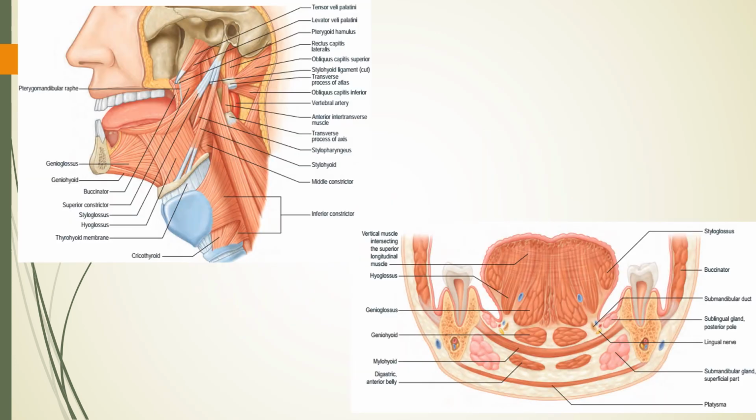In these diagrams we can see the muscles. This one is genioglossus, hyoglossus and styloglossus muscles. In this section, this is a coronal section, this is the midline fibrous septum. On each side of the fibrous septum the muscle is genioglossus. Then lateral to genioglossus, this one is hyoglossus muscle, and still lateral on each side, this is styloglossus muscle.